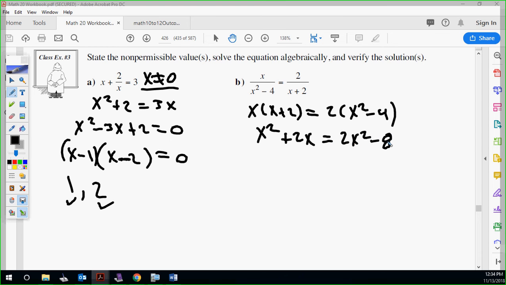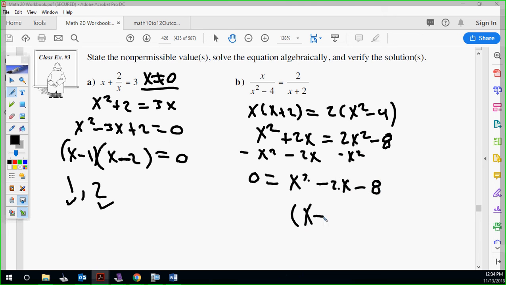And now I'm going to move stuff to the right to keep a positive x squared. So we're minusing x squared. We're minusing 2x. So I get 0 equals x squared, because I minus an x squared, minus 2x, and then minus 8. So my factors are x minus 4, x plus 2. So I get 4 and negative 2.